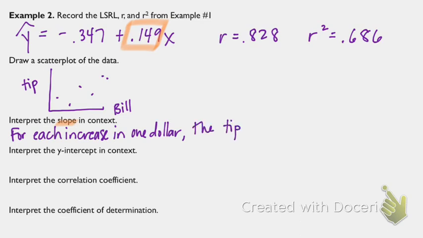The tip increases on average $0.149. Can I write 14.9%? You can put 15 cents or 0.149 dollars if you want.